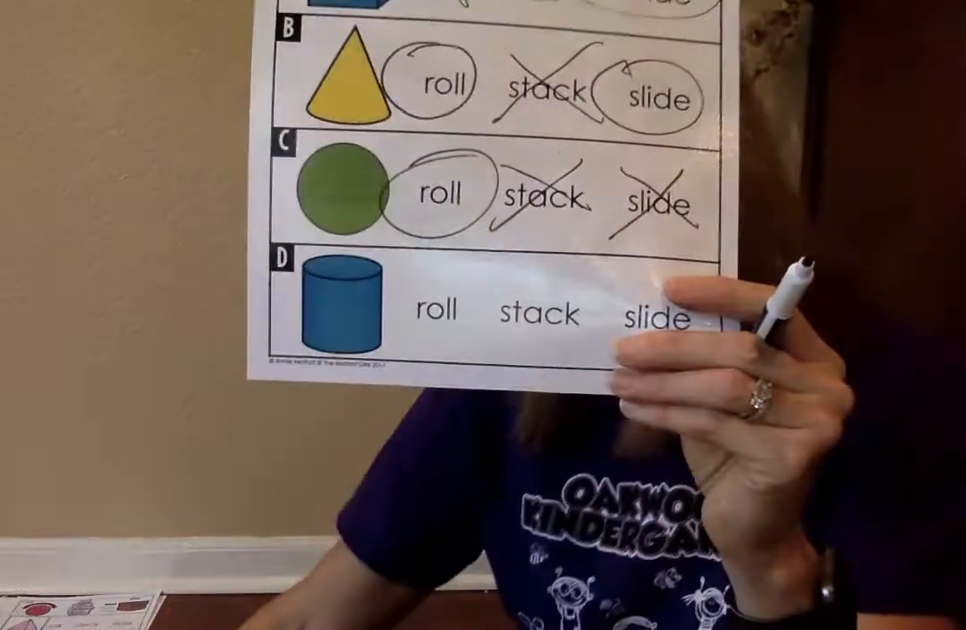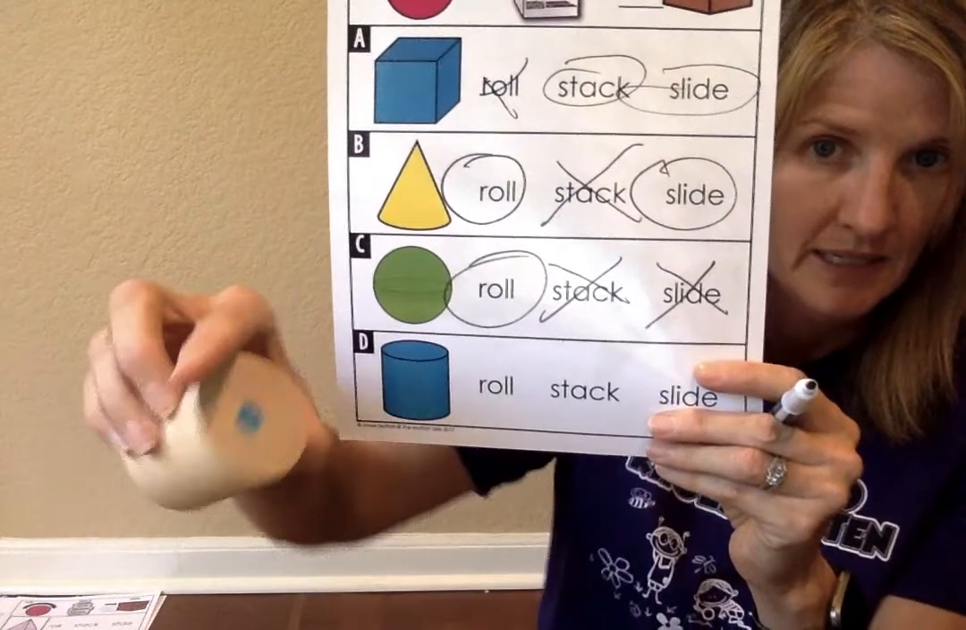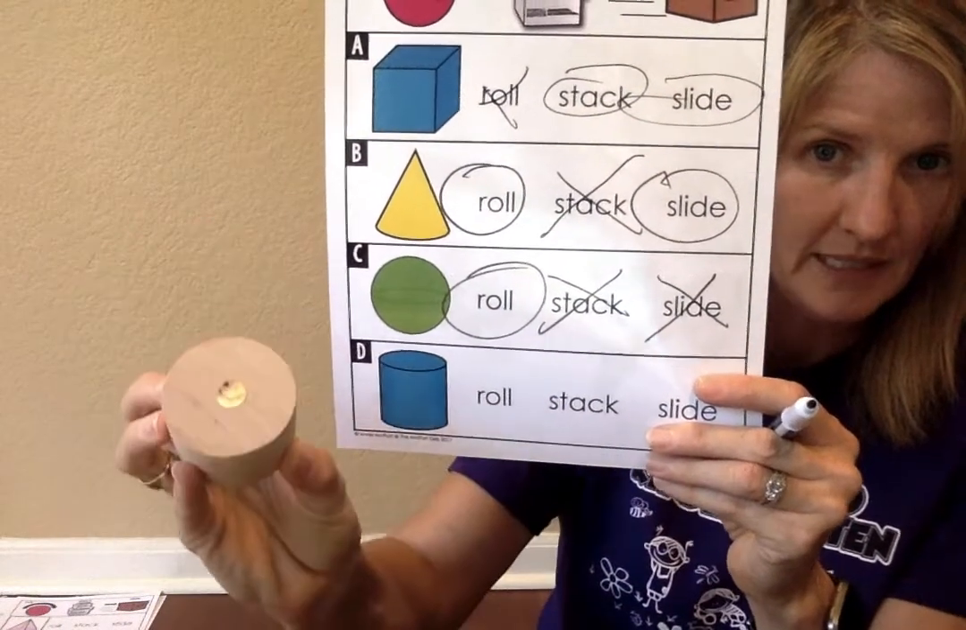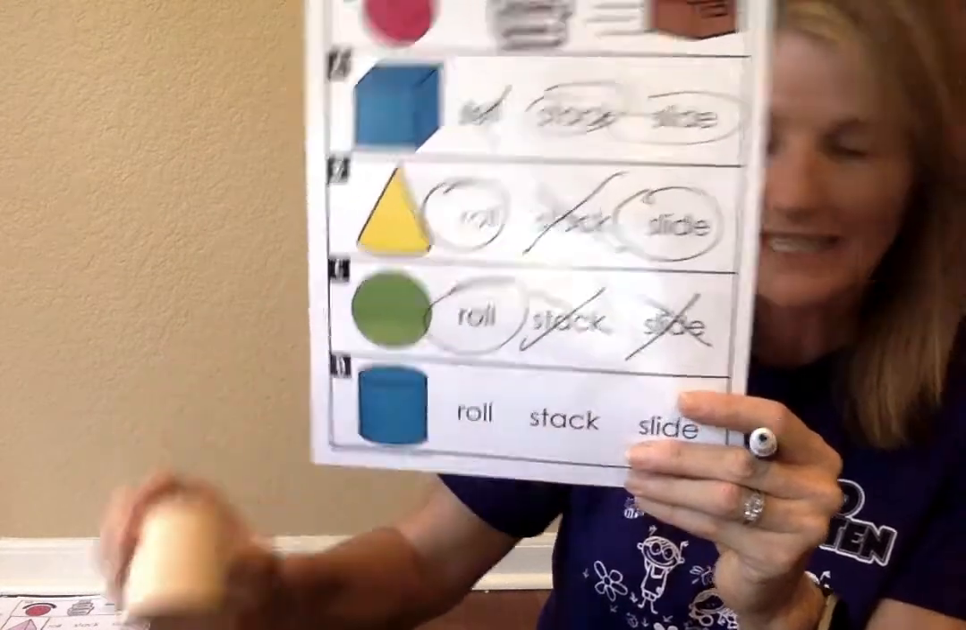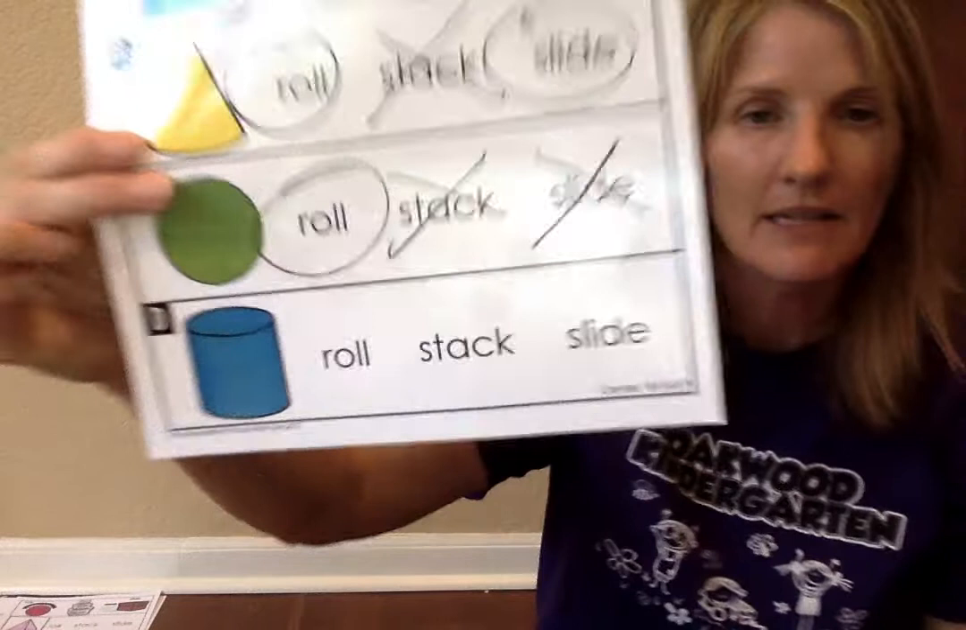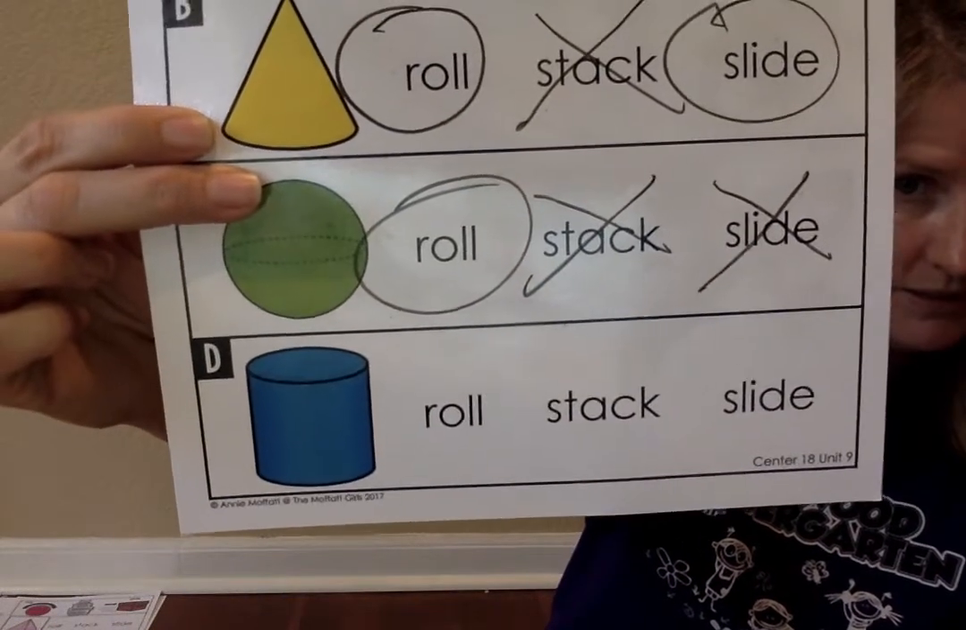Okay, what is this shape? It's got two faces, and the faces are both circle shaped. All right, very good. It's a cylinder. What do you think? Point to what you think a cylinder can do. All right, let's see if you're right.